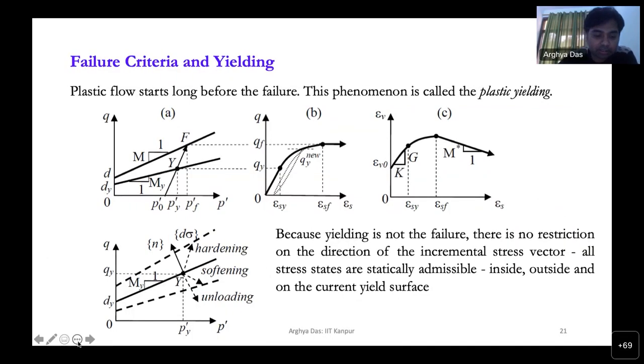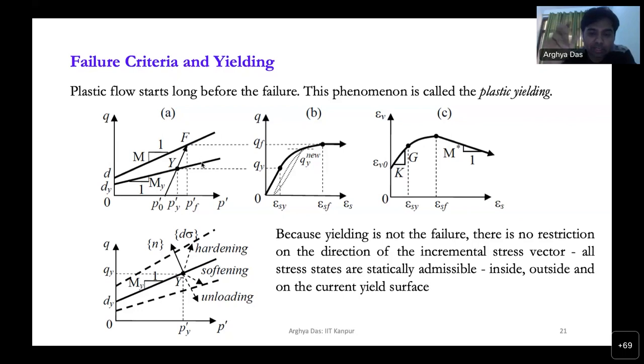This line represents the yield condition, and this yield surface is expanded either by changing its slope, that means your friction angle changes, or the cohesion intercept, the c, can also be changed here. So these are the different ways we can model hardening or softening.